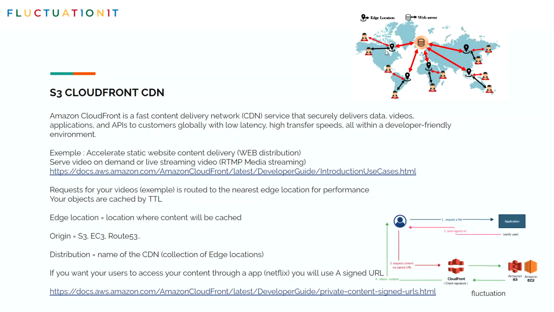So, some examples. For example, accelerate static website content delivery. This is amazing for web distribution. It's a static website because it's a website delivered from an S3 bucket. Or serve video on demand or live streaming video like Netflix, for example, with RTMP media streaming. So here you have some introduction use cases where you can see how you can use it in your company.